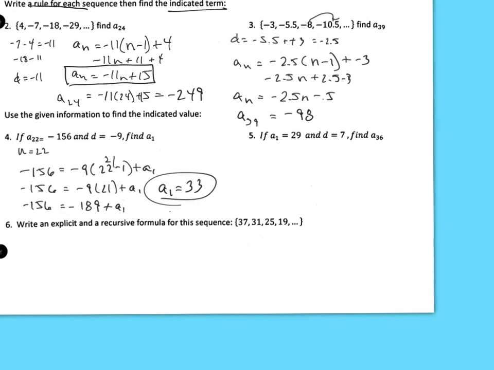So we're looking for a sub 36, right? So that's the question. Find a sub 36. We know the difference is 7. We know that n is 36. And we know the first term is 29. This one is so straightforward. There's no algebra here. This is just arithmetic. So put that in your calculator if you want to. And we get 274.